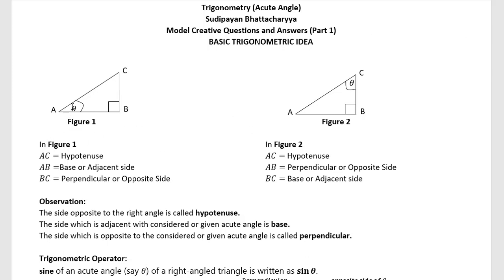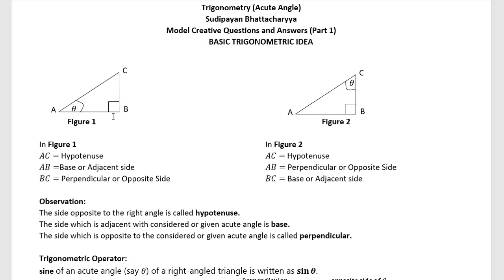Look at figure 1. We have named the angle A as theta, or we have considered theta as the trigonometric angle of a right angle triangle. So when you consider angle A as theta of triangle ABC, where B is the right angle, then AC is the hypotenuse. Why is AC the hypotenuse? Because AC is the opposite side of the right angle. So AC is the hypotenuse, and AB is the base or adjacent side.